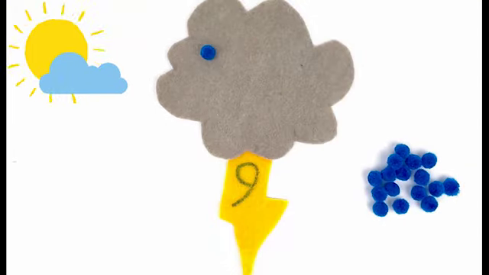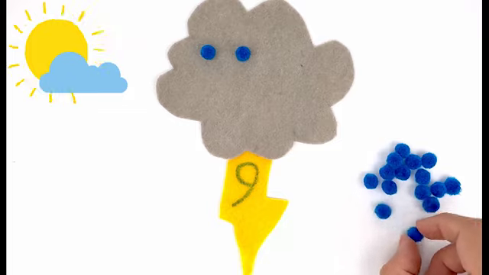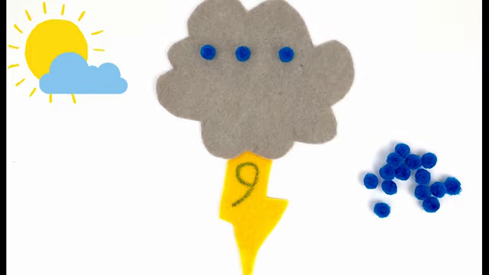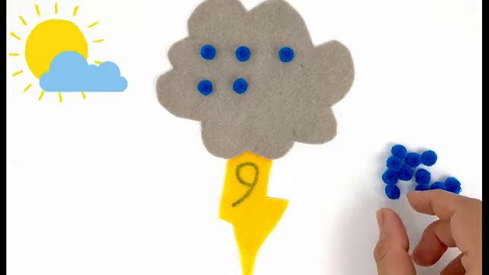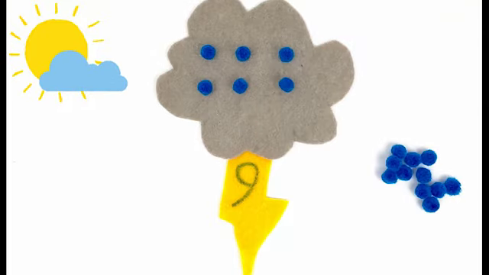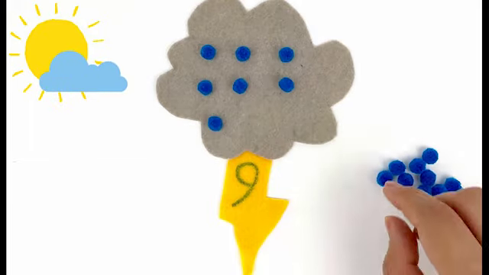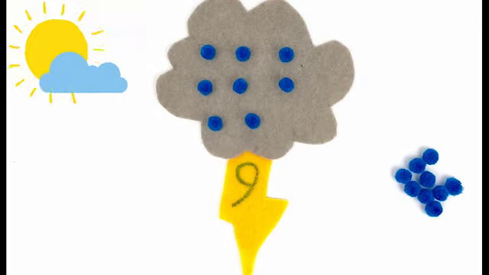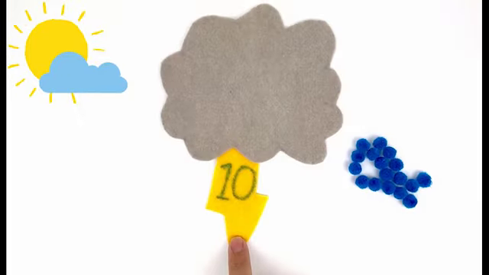1, 2, 3, 4, 5, 6, 7, 8, 9. 9 raindrops. Number 10 comes next. Let's put 10 raindrops on this cloud.